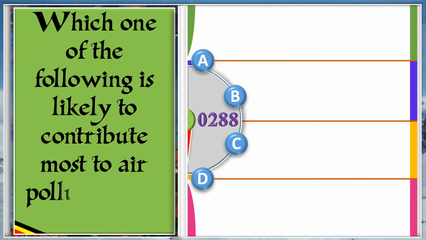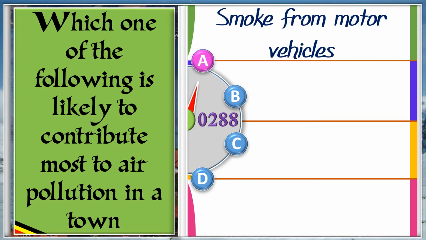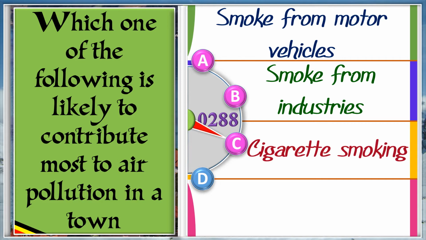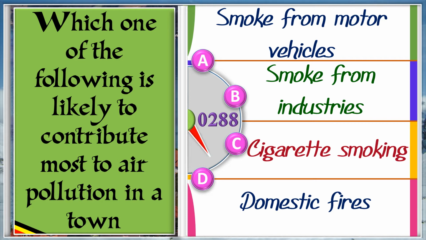Which one of the following is likely to contribute most to air pollution in a town? A. Smoke from motor vehicles. B. Smoke from industries. C. Cigarette smoking. D. Domestic fire. And the answer is A, smoke from motor vehicles.